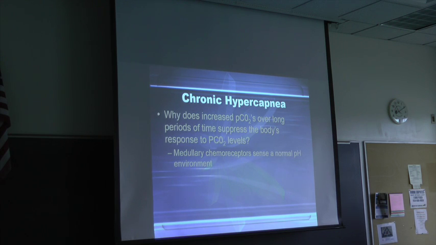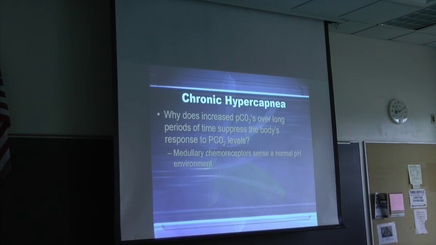So with chronic hypercapnia, why does increased PCO2 over long periods of time suppress the body's response to the PCO2? And again, the little a is missing, but you understand that we're talking about arterial blood. And then it gives you the answer. Because inside the medulla, the pH is normal. The medulla has combined and formed extra bicarbonate, so it's sensing like a normal environment. It says the medullary chemoreceptors sense a normal pH environment and therefore do not stimulate breathing because of the CO2 levels.